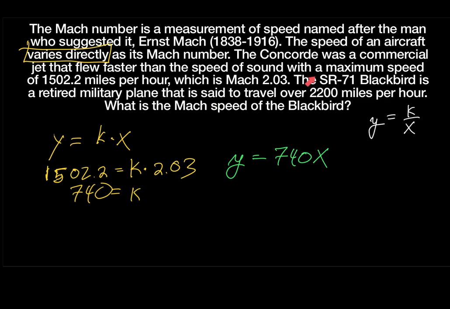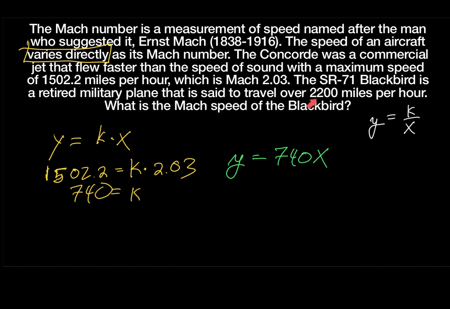It then says the SR-71 Blackbird, retired military jet, fun fact: on its day of retirement, it flew from Beale Air Force Base down here in California out to Washington, D.C., where it was going to be retired. While it was flying across the country, it made a new airspeed record on its last day of travel. That's how good of a plane it was. Lasted for a long time.